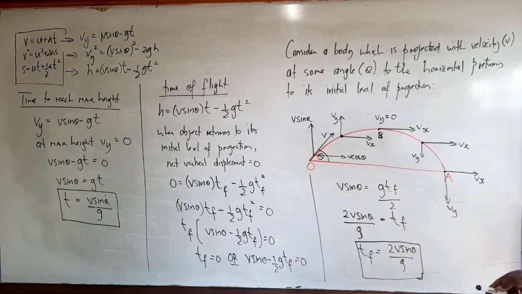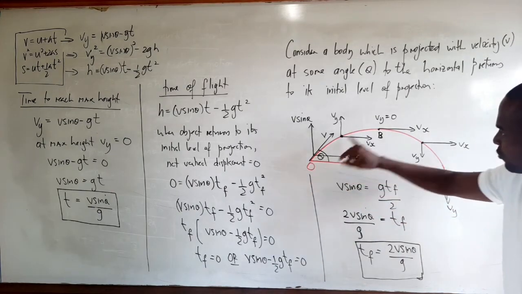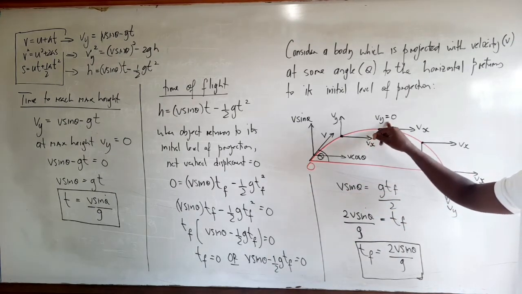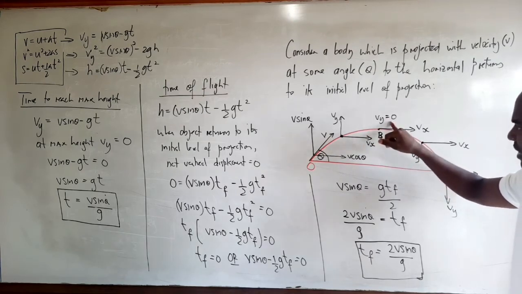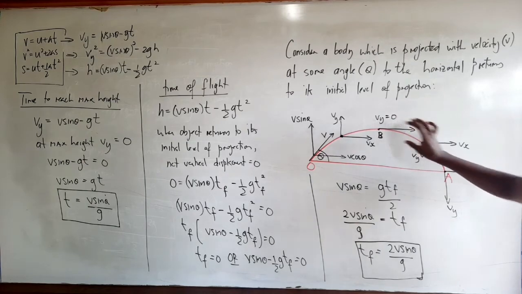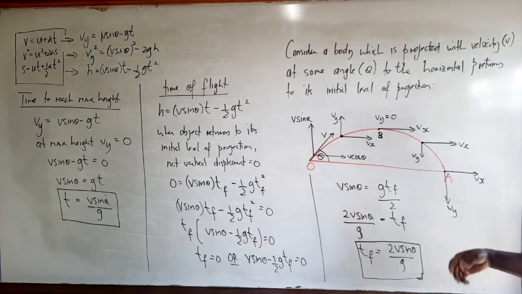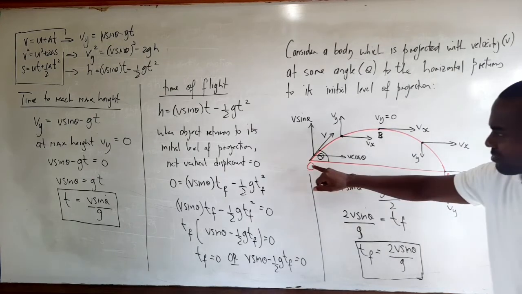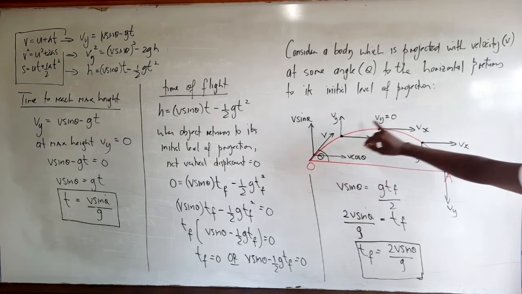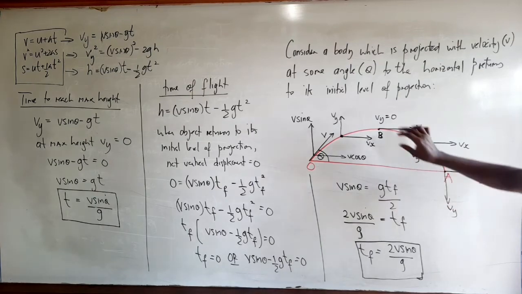And what exactly does that mean? If projected from O, it takes a certain time to reach the maximum height, let's say 3 seconds, it must take the same time, 3 seconds, to return to its initial level of projection, and therefore its time of flight would be 3 plus 3, which gives us 6 seconds, right? So generally, for a body which is launched from some point O and returns to its initial level of projection, the time taken would be equal to twice the time taken to reach its maximum height.